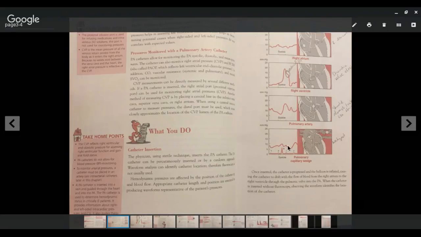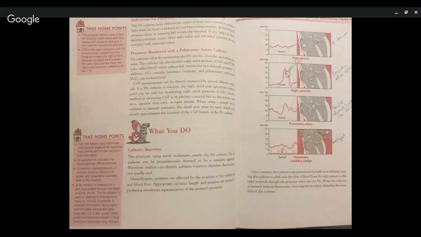Once inserted, the catheter is progressed and the balloon is inflated, causing the catheter to drift with the flow of blood from the right atrium to the right ventricle through the pulmonic valve into the pulmonary artery. When the catheter is inserted without fluoroscopy, observing the waveform identifies the location of the catheter.